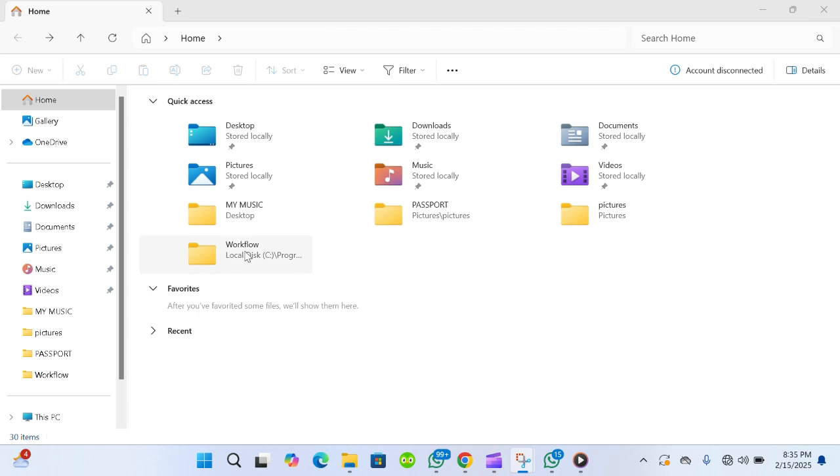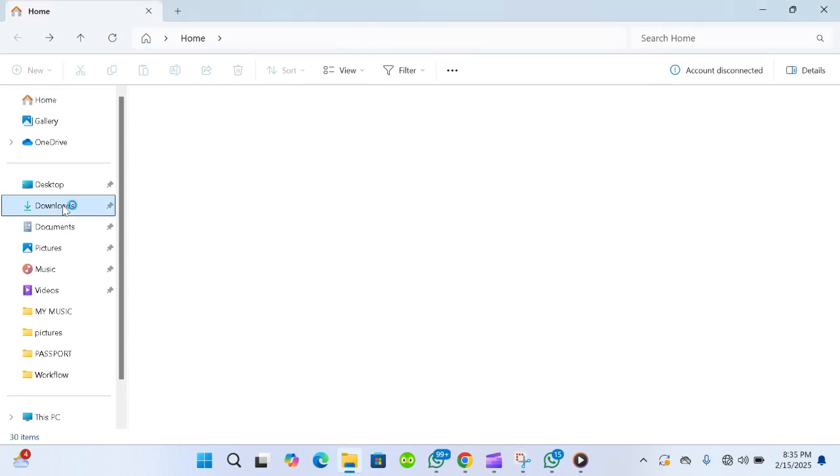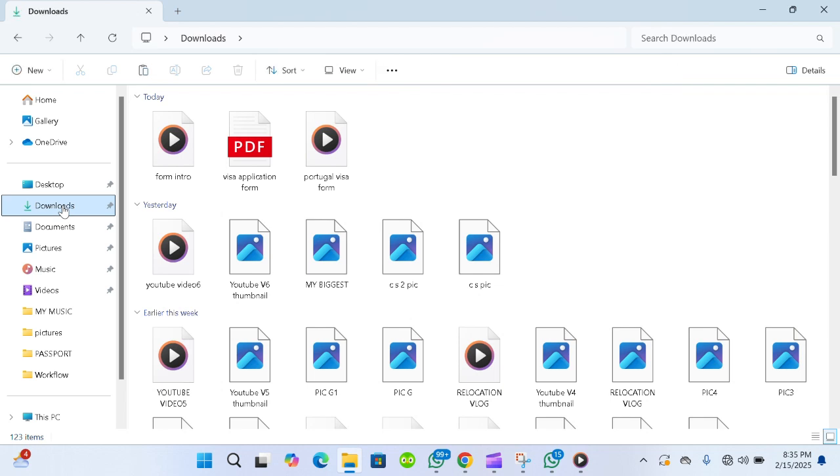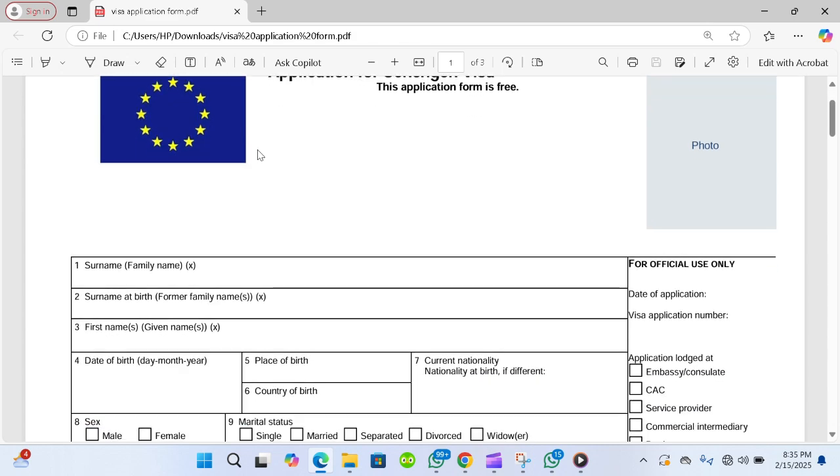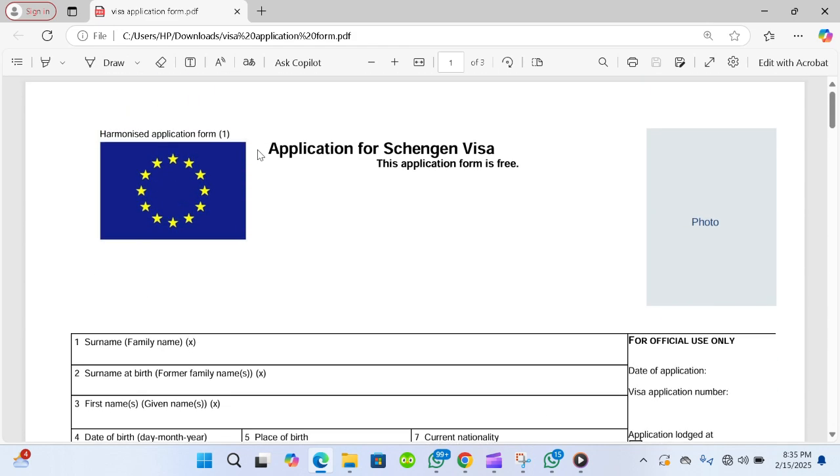Okay, let's go ahead and locate the form we downloaded. Let's click on downloads. Okay, here, visa application form. Let's click it. I believe you can see my cursor, so please follow the direction of my cursor.